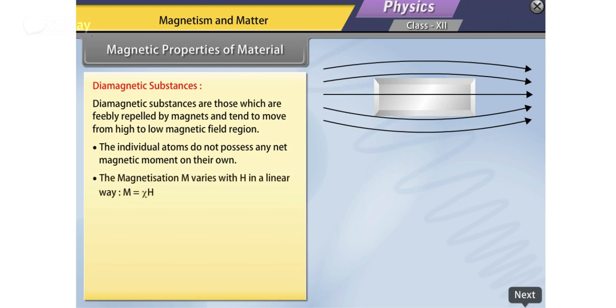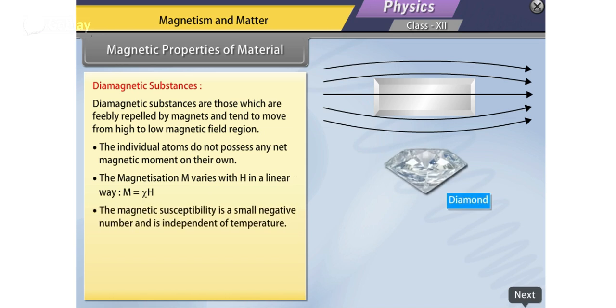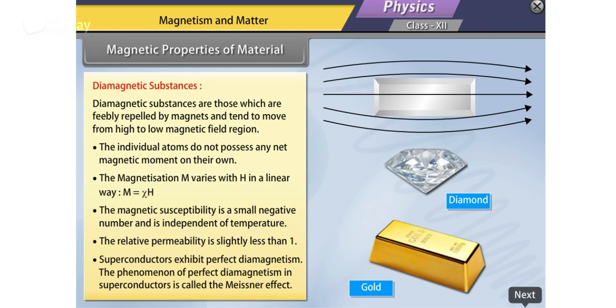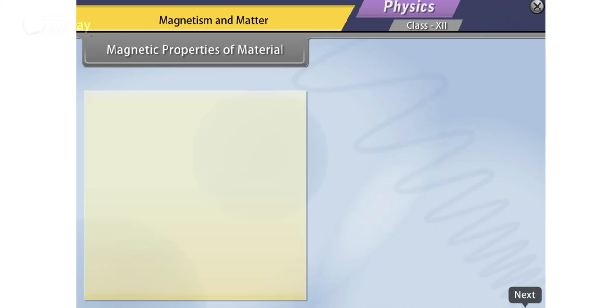The magnetization M varies with H in a linear way. M is equal to Xi H. The magnetic susceptibility is a small negative number and is independent of temperature. The relative permeability is slightly less than 1. The superconductors exhibit perfect diamagnetism. The phenomenon of perfect diamagnetism in superconductors is called the Meissner effect.